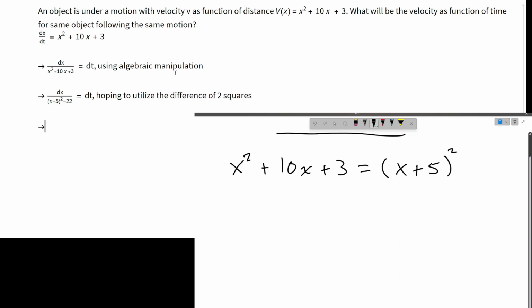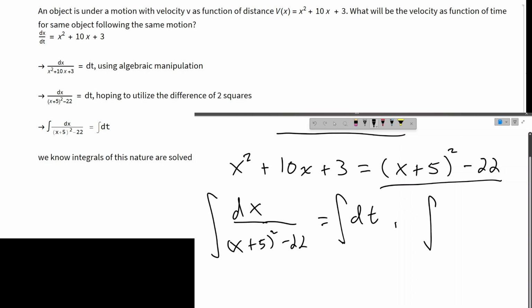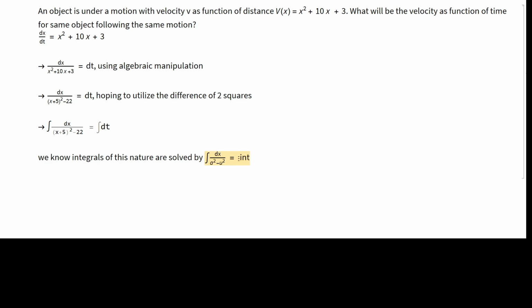To make the left side a little easier, we're going to change the polynomial to make it a difference of two squares. We know that x squared plus 10x plus 3 is equal to (x plus 5) squared minus 22. You put that on the bottom, and this is a common integral: 1 over a squared minus u squared, integrated with respect to u, is equal to the natural logarithm of a ratio, as you'll see in just a moment. This is very useful because it can give us a very fast mathematical answer without having to dive too deep into it. In physics, sometimes we're not totally interested in that.